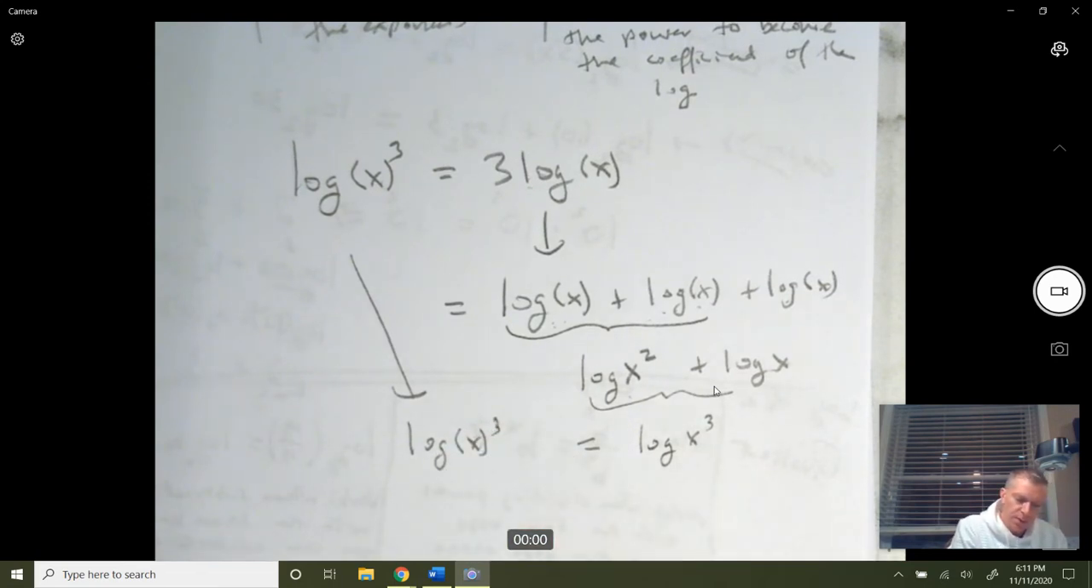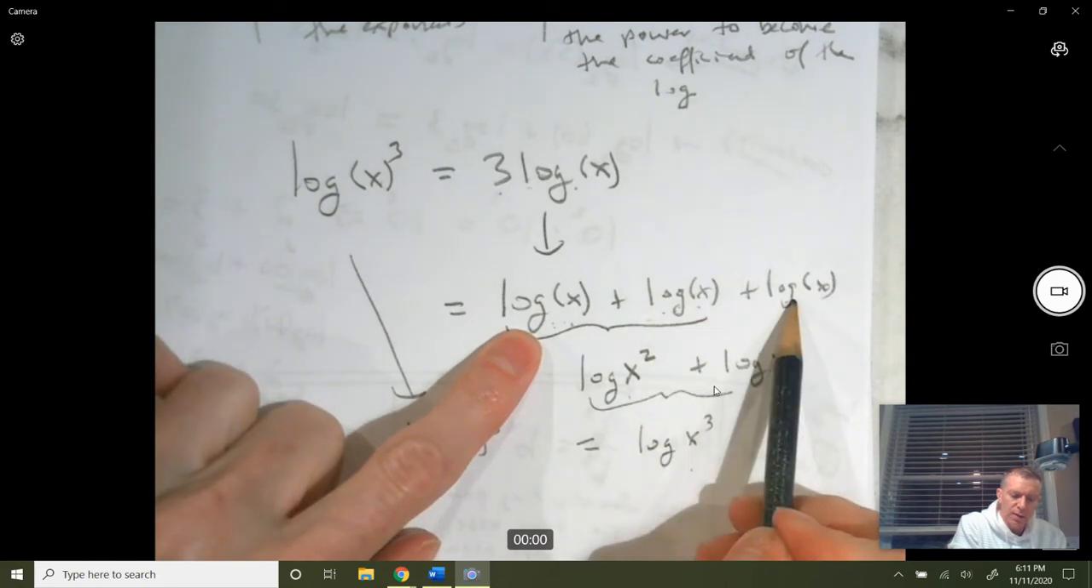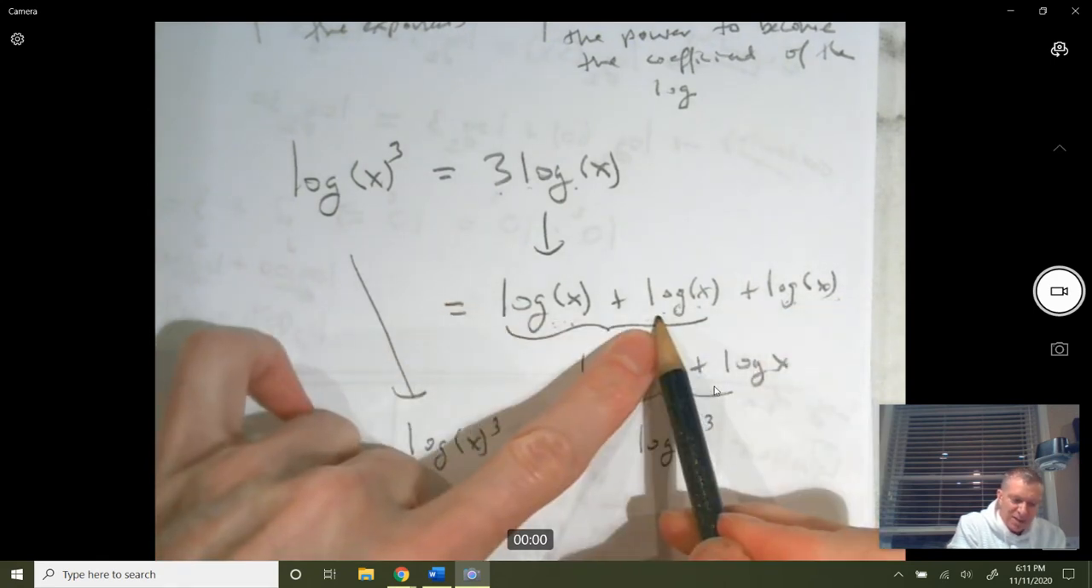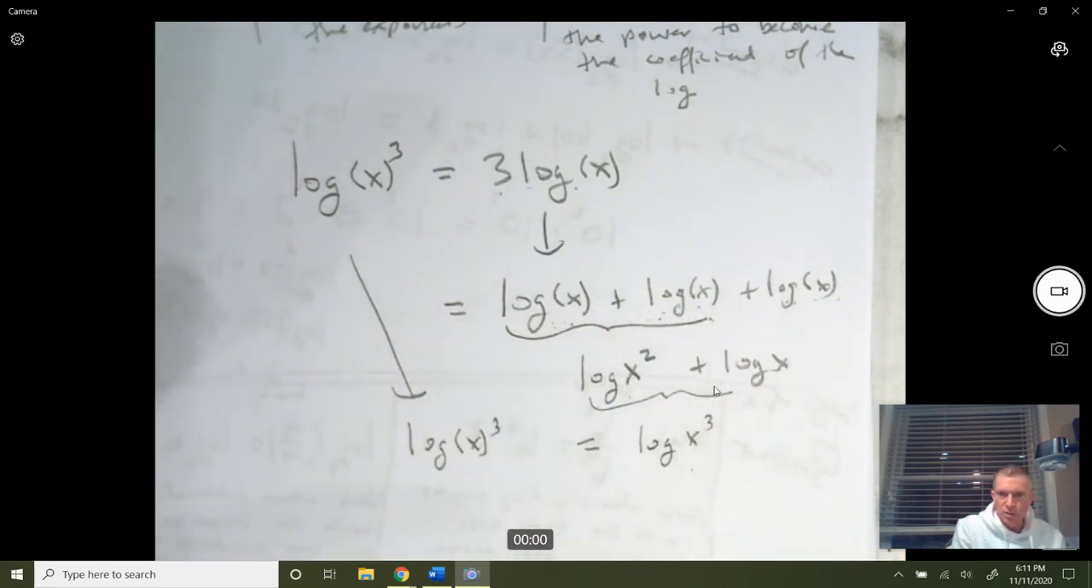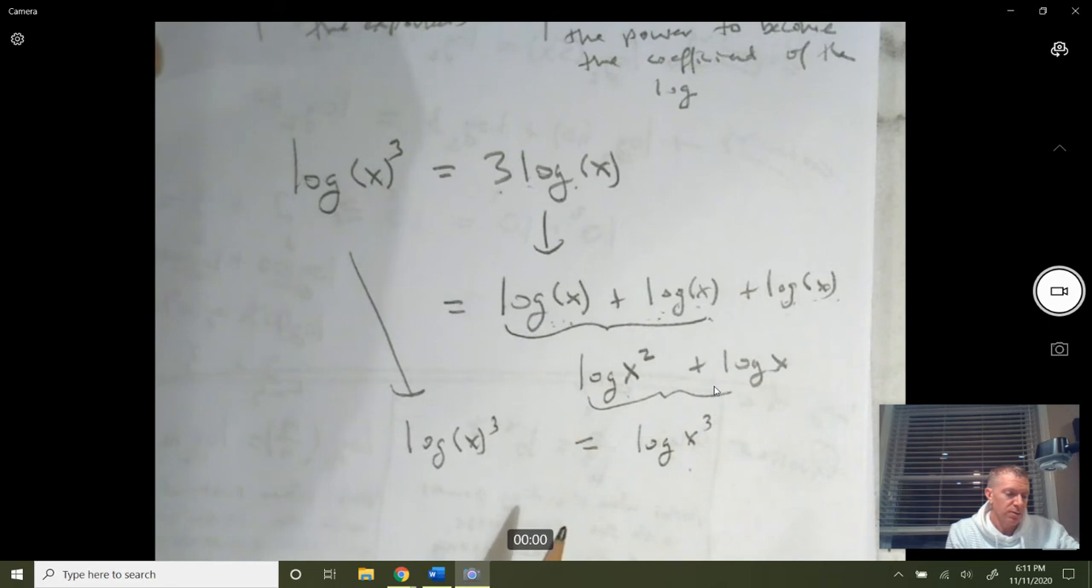Okay? So it just kind of makes sense. If I've got 3 logs, that means I'm adding 3 logs together. And when you condense this, then you get the log of x cubed. So this rule kind of makes sense. Okay? Now let's go to your packet, and we're going to do some examples of these, do some examples together.